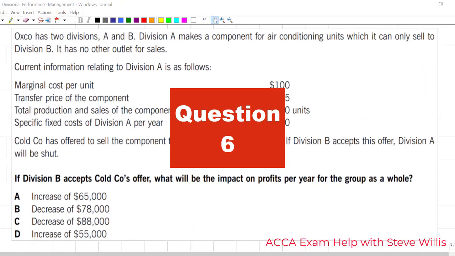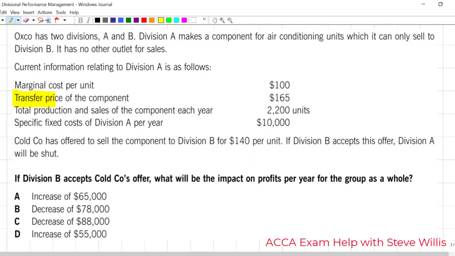First glance, this is a tricky looking question. I see the word transfer price jumping out at me here. Many of you don't like transfer pricing, but let's go for this question together here. Read this part first. If the division B accepts some offer, what will be the impact on profits for the year for the group as a whole? There's a lot to look at here, a lot to unpack. Let's go through it.